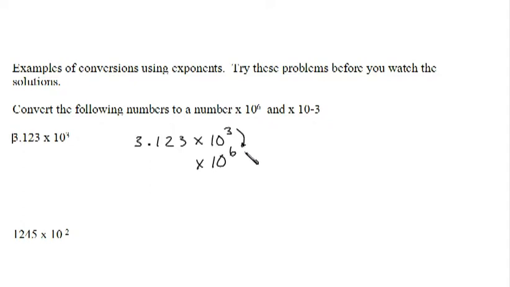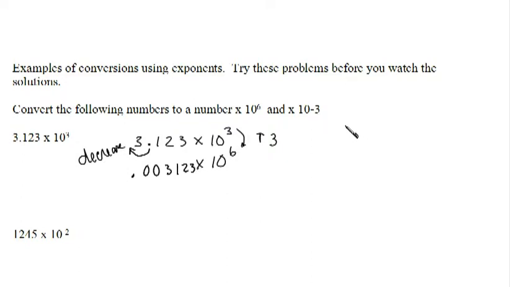I compare the exponents, so from 3 to 6, this is an increase of 3, so I need to decrease this number by 3, which means I have to move it to the left. So this will be one place, and then I have to add 2 more zeros. So the new number is 0.003123 times 10 to the 6th. Again, it's the same exact number.